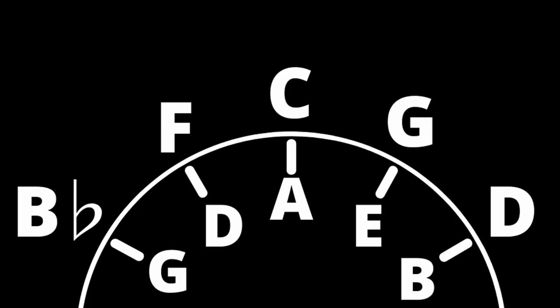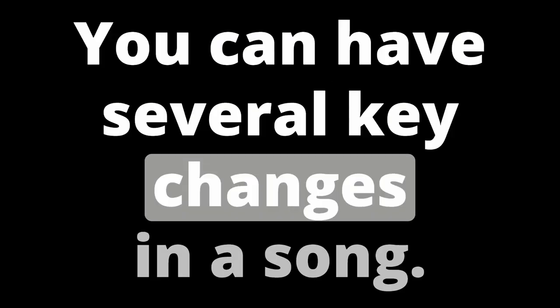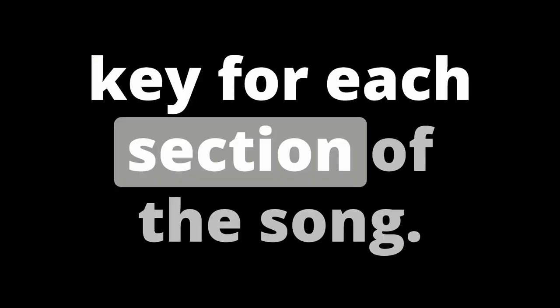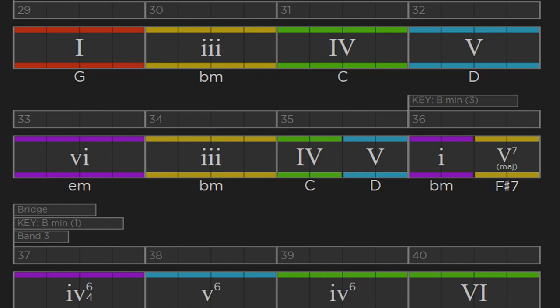If we look at G major on the circle of fifths, you can see that our closely related keys are D major, C major, B minor and A minor. You can have several key changes in the song, and as long as you prepare for them, they won't sound out of place. So let's try and have a different key for each section of the song. We'll keep the choruses in G major.